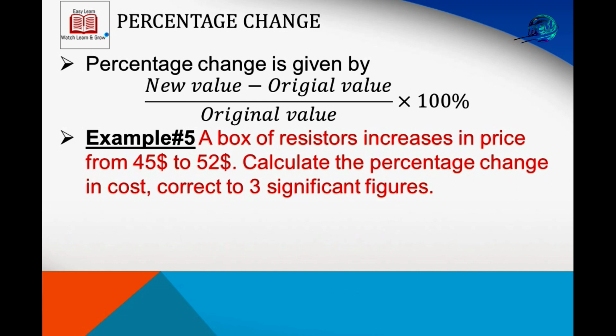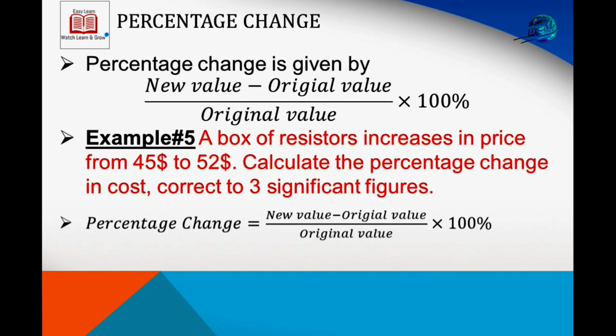A box of resistors increases in price from $45 to $52. So the price is increased from $45 to $52. Calculate the percentage change in cost, correct to 3 significant figures. At the end we will try to calculate this.